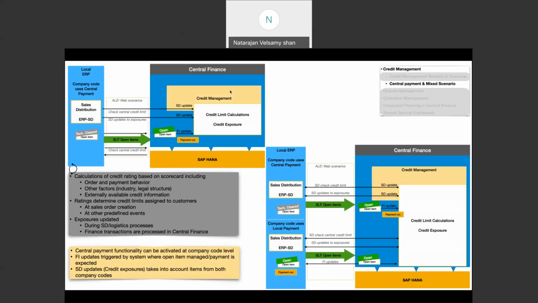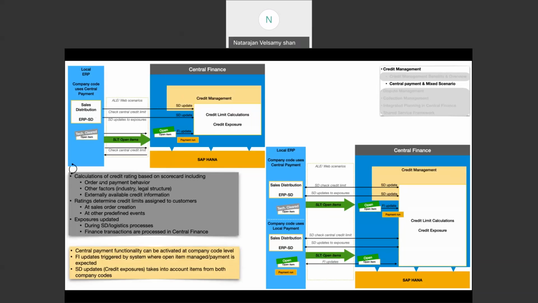In credit management, there is a credit limit calculation and credit exposure. All the FI updates, which come from open items and payments, are updated to the credit exposure. Similarly, all the SD related things like checking the credit limits and SD updates, such as creation of the sales order or delivery, are done through ALE or web service from the source system to the central system.